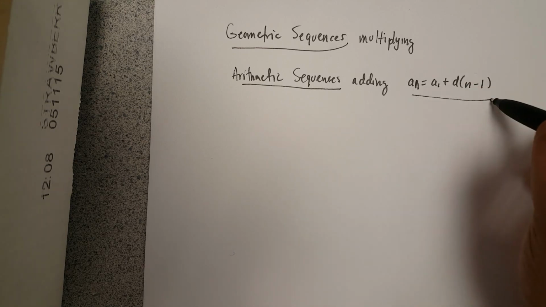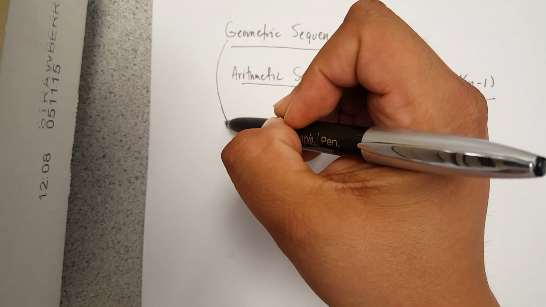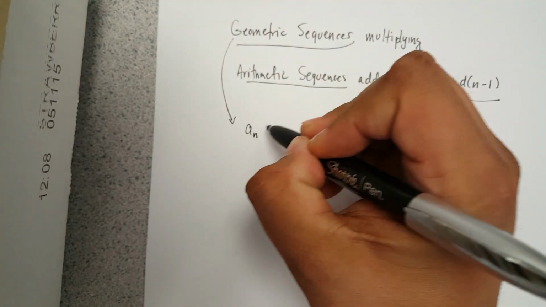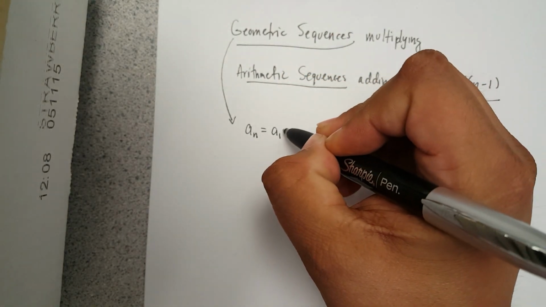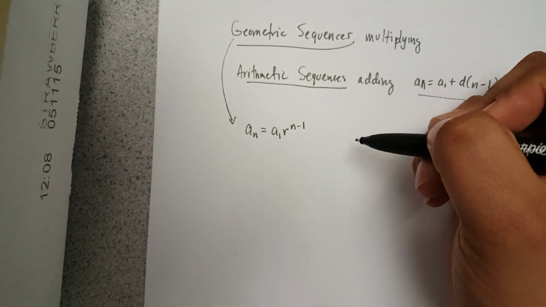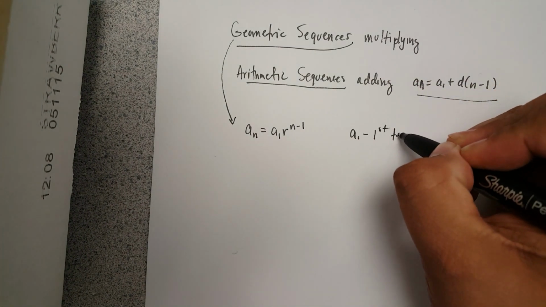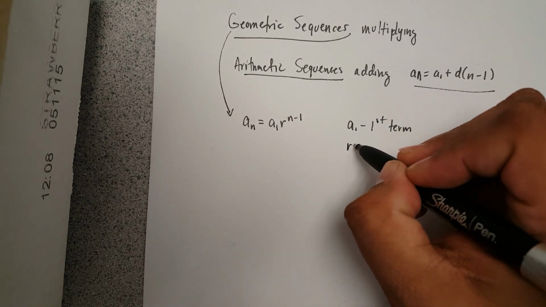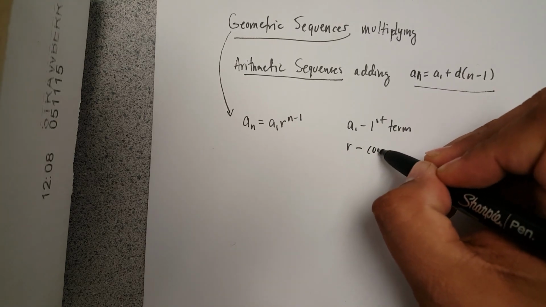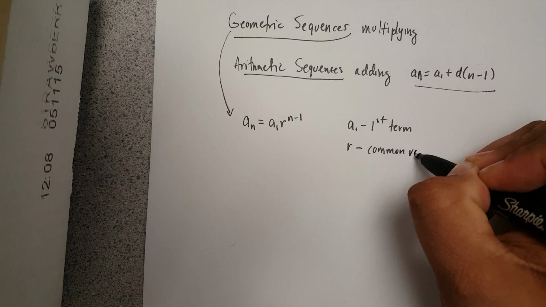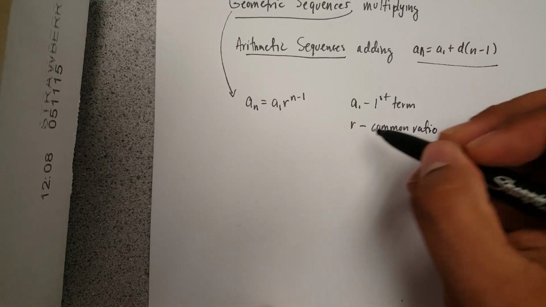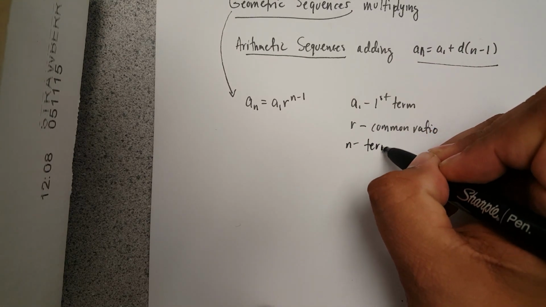So the equation for the geometric sequence is a sub n is equal to a sub 1 times r to the n minus 1, where a sub 1 is the first term, r is your common ratio, and n is the term that you want.